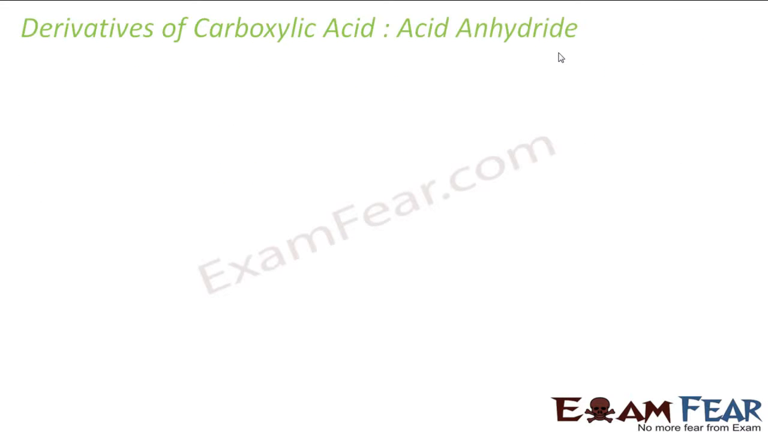Now we'll talk about acid anhydrides. So this is of this form. This also we have discussed, actually we have discussed the production of acid anhydride. This is nothing but the condensation product of carboxylic acid, right? And to name this, you have to just replace the acid with anhydride. That's how you name it.